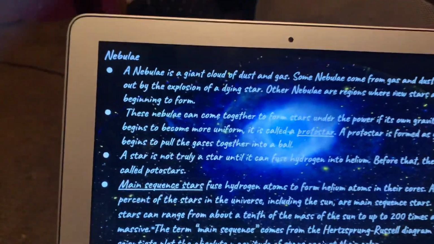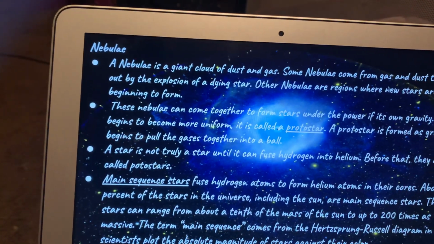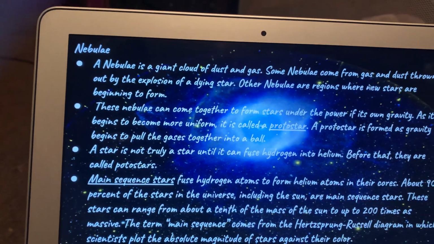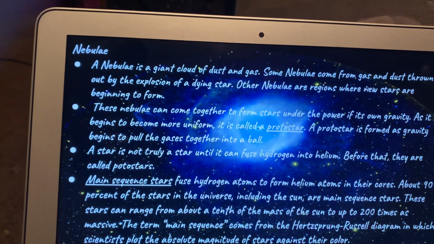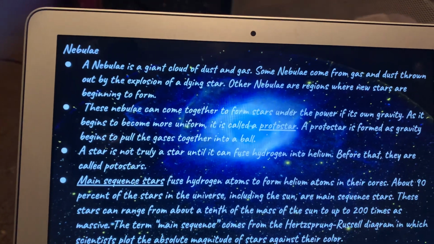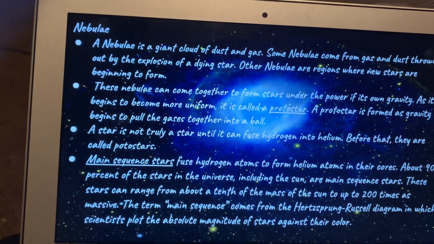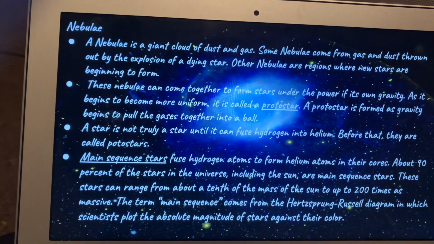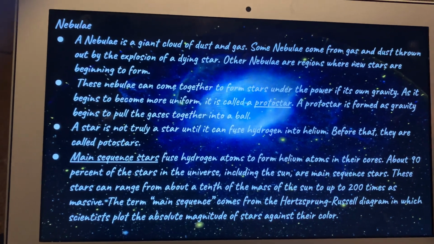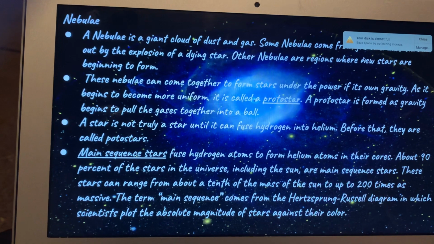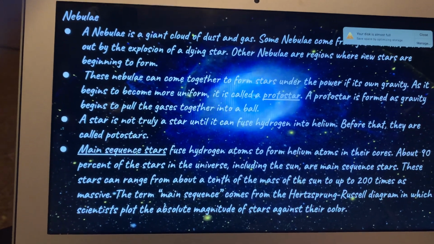Okay, nebula. A nebula is a giant cloud of dust and gas. Some nebulas come from gas and dust thrown out by the explosion of a dying star. Other nebulas are regions where new stars are beginning to form. These nebulas can come together to form stars under the power of their own gravity. As it begins to become more uniform, it is called a protostar.